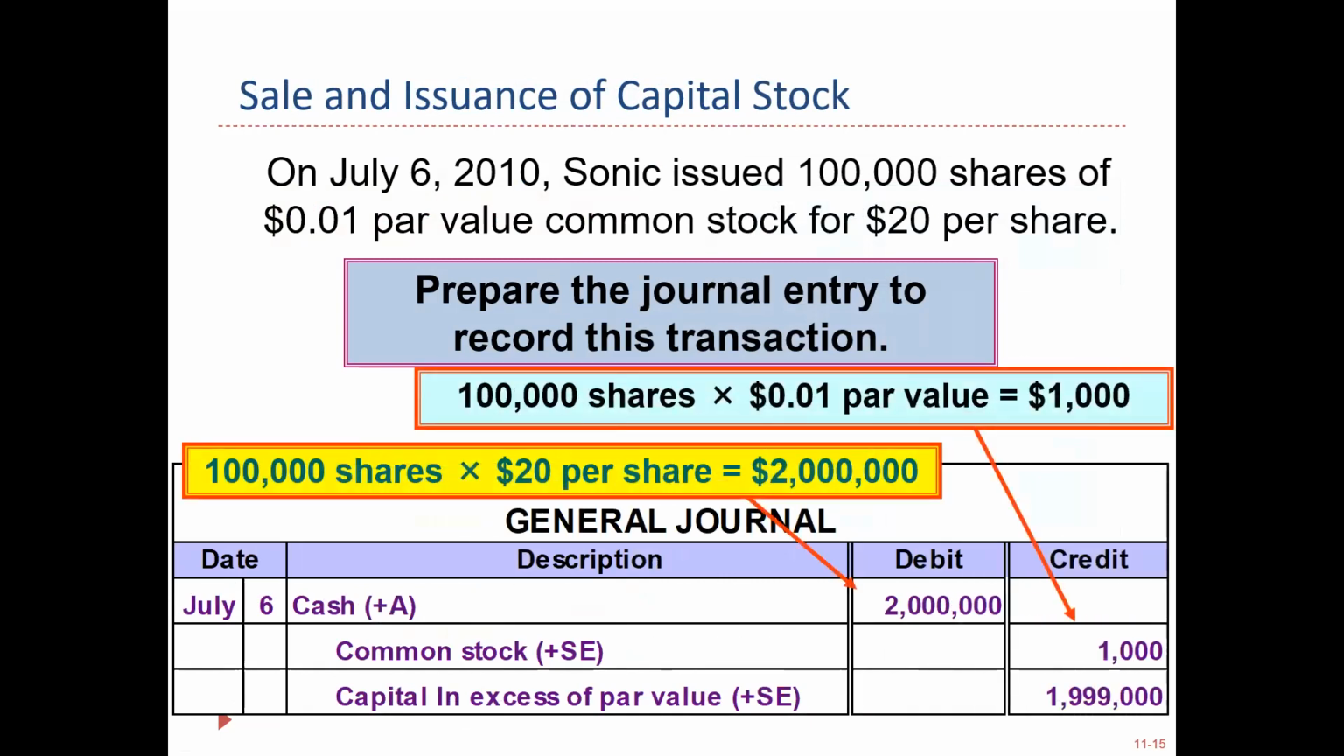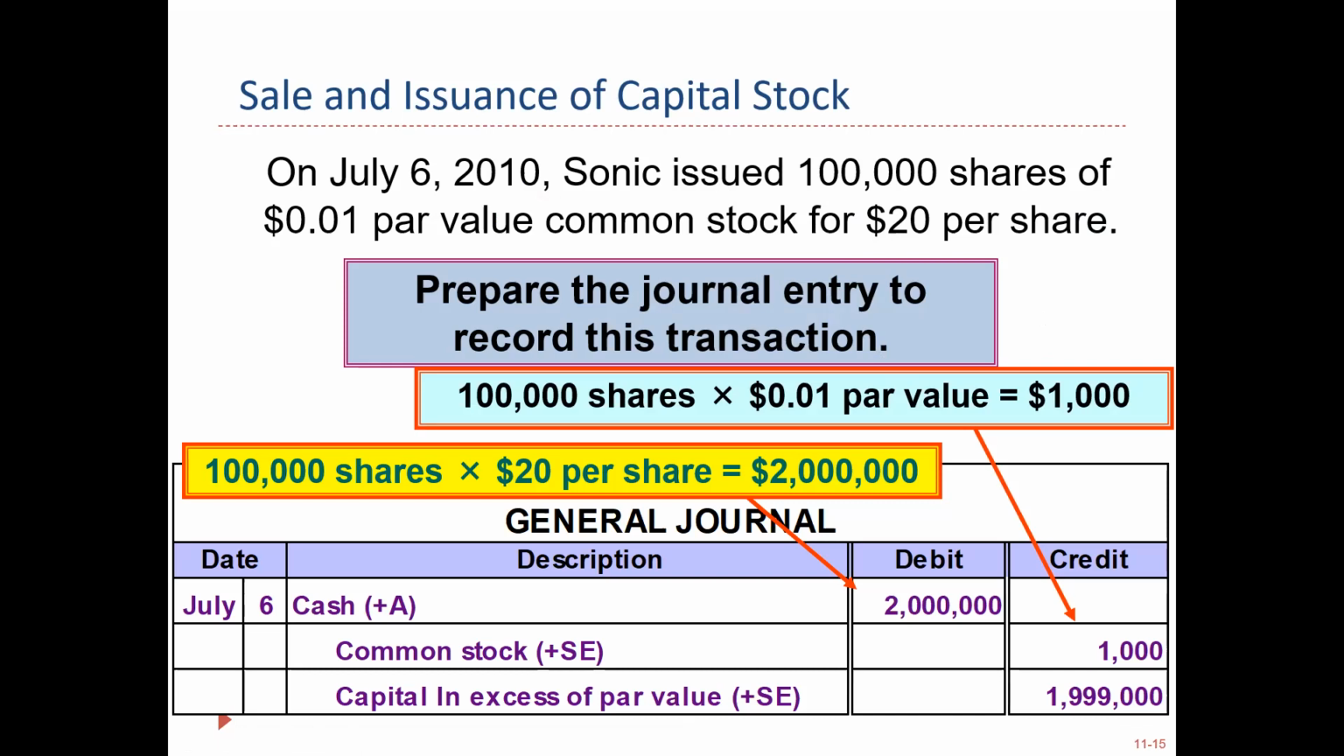Wow, look at this. Sonic issued 100,000 shares at a penny a share. The only thing you do with the par value is multiply it by the shares, and that becomes your credit to common stock. The cash we brought in was $20 per share, so we were able to sell these shares for $2 million. The difference between the cash and the common stock is your capital in excess of par.